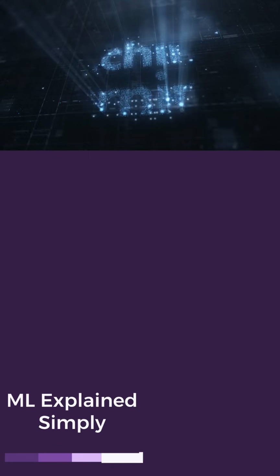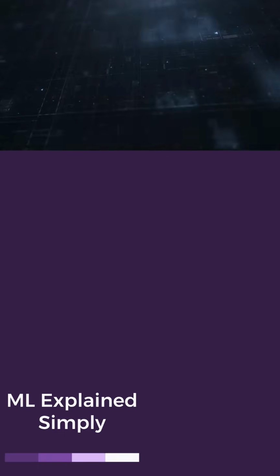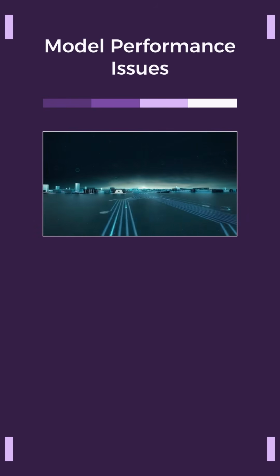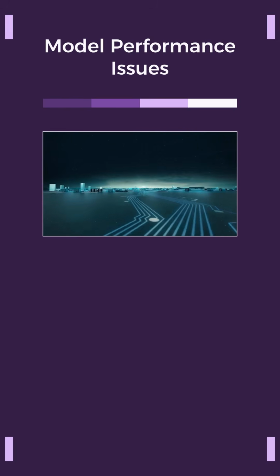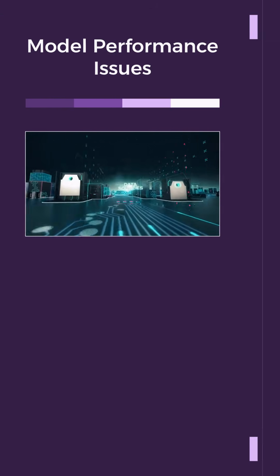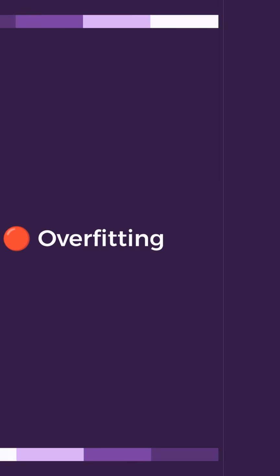Welcome to a simple explanation of two crucial concepts in machine learning: overfitting versus underfitting. When building a machine learning model, we aim for generalization, but sometimes models run into performance issues that prevent them from predicting new data accurately. Let's start with overfitting, which is often described as too much learning.